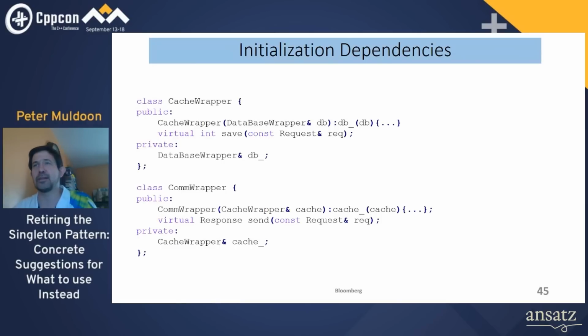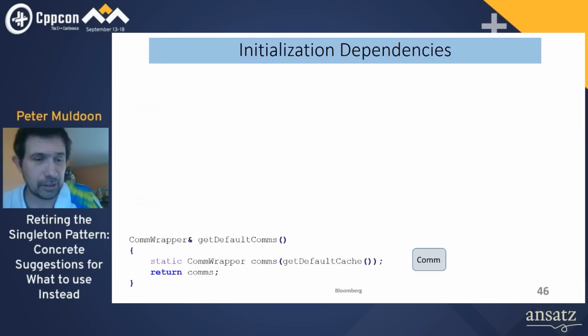The DB wrapper has no dependencies. It's already covered. But let's look at the cache wrapper, which needs a database wrapper set up. So I'm going to make my database wrapper an explicit dependency of the cache wrapper. You can't create the cache wrapper without the DB wrapper. And we still have the save function. The comms wrapper, again, has a dependency on a cache wrapper. We'll make that explicit in the constructor. The cache is dropped into the comm wrapper. You can't create it without one, so the cache wrapper would have to be initialized. Let's see how that's going to work.